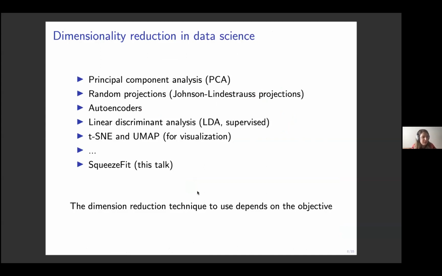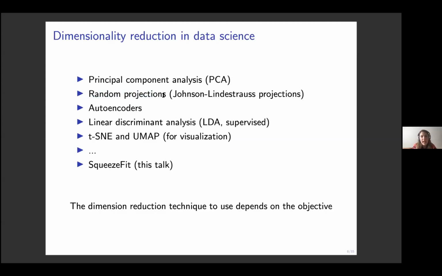There are many techniques in data science that one can use for dimensionality reduction. I'm not gonna describe them all, but what I wanted to say is that different dimensionality reduction techniques are most effective for different problems with different objectives. So for instance, you can use a random projection when you have very few points: you can go to dimension of the order of the log of the number of points and preserve the pairwise distance, for instance.